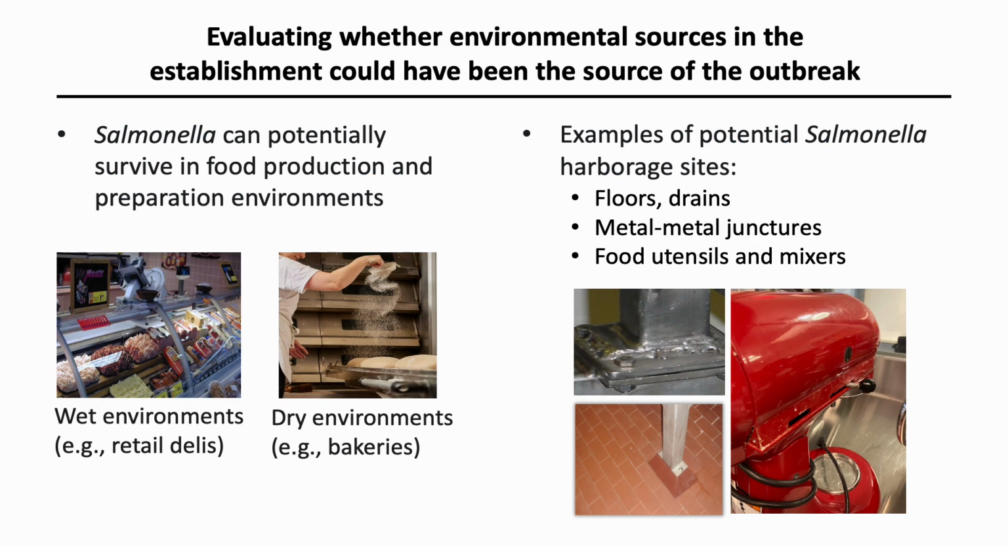Salmonella can survive well in various food production and preparation environments. This includes both wet production environments such as retail delis as well as dry environments such as bakeries. And Salmonella can live in various types of equipment or facility structures, including in floors and drains, as well as in metal-to-metal junctures in equipment or tables, food utensils, and food mixers or bowls. Salmonella present in any of these areas in the food production or preparation environment can potentially contaminate food products, increasing the risk of foodborne illness outbreaks.